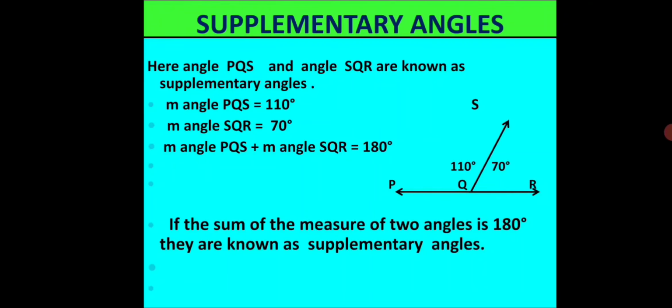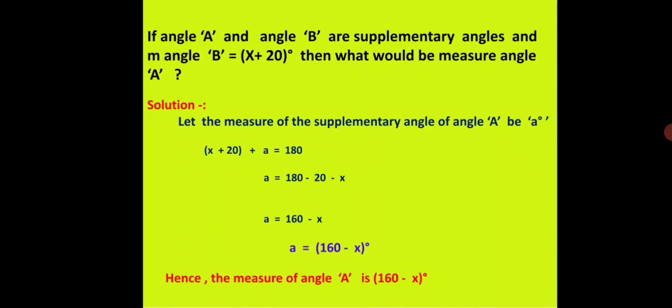The measure of angle PQS is 110 degrees, which is given in the diagram, and the measure of angle SQR is 70 degrees. After adding both the angles, we get 180 degrees. It means if the sum of the measures of two angles is 180 degrees, then they are known as supplementary angles. I hope you understand the concept of supplementary angles. So let us have one question based on supplementary angles. We will practice it.